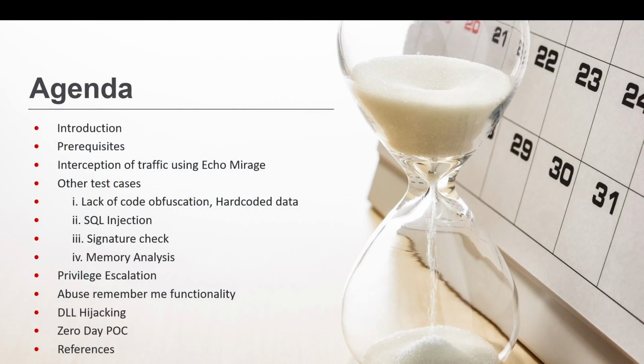Next, come to the next slide. Today's agenda: we have set introductions, followed by the prerequisites, the things which we need while testing a thick client pen test. Then the interception of traffic using Echo Mirage, followed by other test cases. Then there are scenarios where we will be performing privilege escalation today. Then there are a couple of test cases: abusing the remember me functionality, followed by DLL hijacking, and the last module is a zero-day POC, which I have recently found.